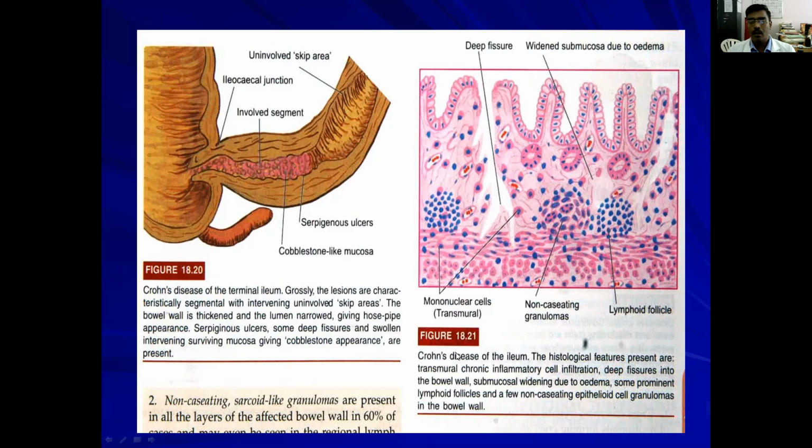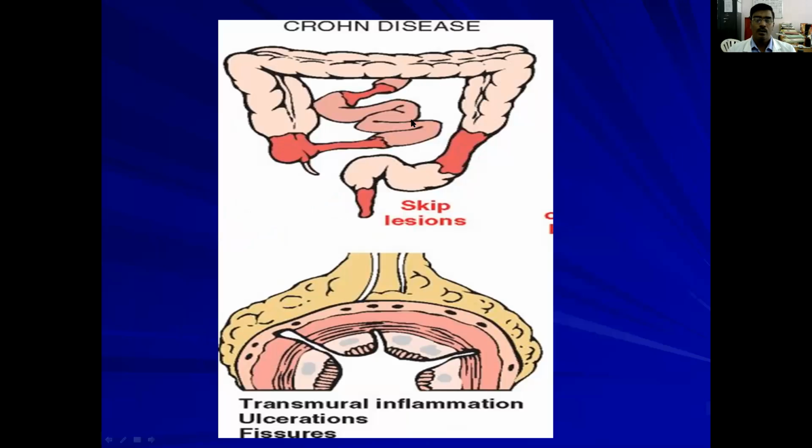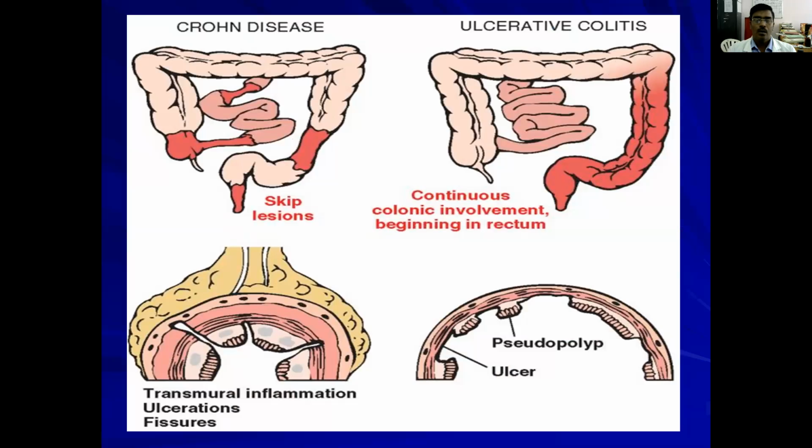When it comes to microscopic findings, this is Crohn's disease of the ileum. Histologically there is transmural chronic inflammatory cell infiltration, deep fissures into the bowel wall, submucosal widening due to edema, some prominent lymphoid follicles, and a few non-caseating epithelioid cell granulomas in the bowel wall. This is commonly seen in Crohn's disease. Here you can see the skip lesions, and also the transmural inflammation, a common microscopic finding. So these are skip lesions of Crohn's disease.